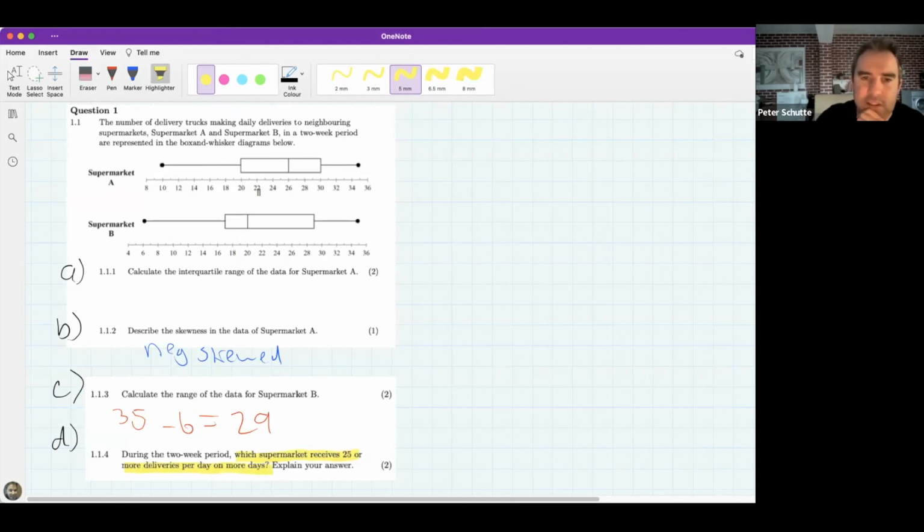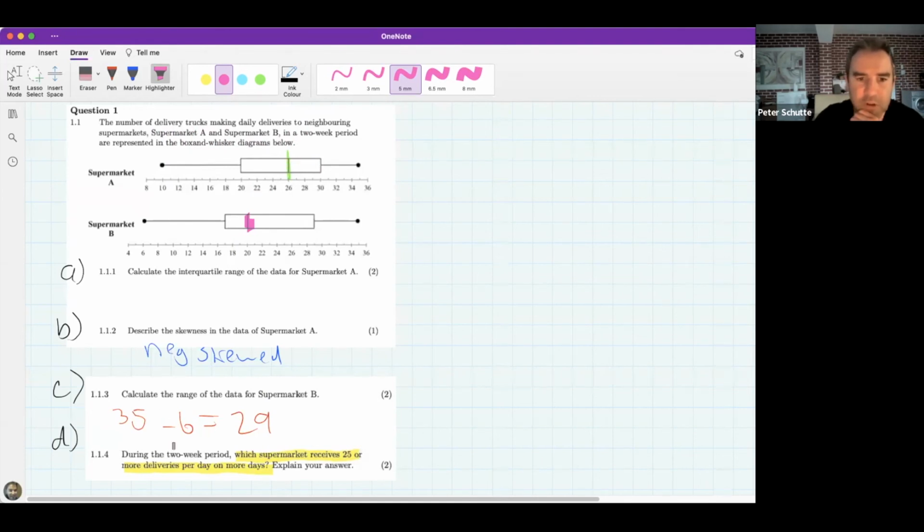Well, let's look at the medians. Let's start by looking at the medians. So here's the median of here, that's at 26. And here's the median of supermarket B, which is that. The number of deliveries trucks make to neighboring supermarkets in a 2-week period. So 50% of supermarket A's delivery truck would be, it looks to me over here.